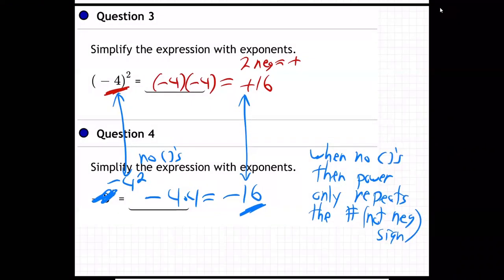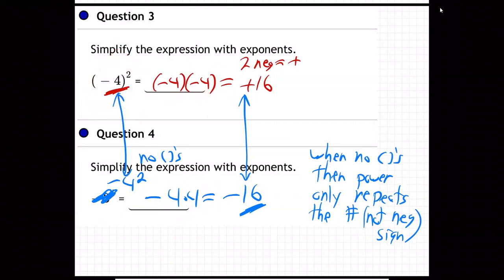I know we think, no, it's a -4. No, it's really not. It's a negative sign separately, and then a 4 to the second power. So the 4 is repeated, 2 4s, and the negative is sitting separate when there's no parentheses. So the power only repeats the number, not the negative sign. That 2 power tells you 2 4s, but not 2 negative signs. The only time it makes 2 negative signs is when there are parentheses. That's clear, right? There's 2 of the entire parentheses, so 2 negatives.